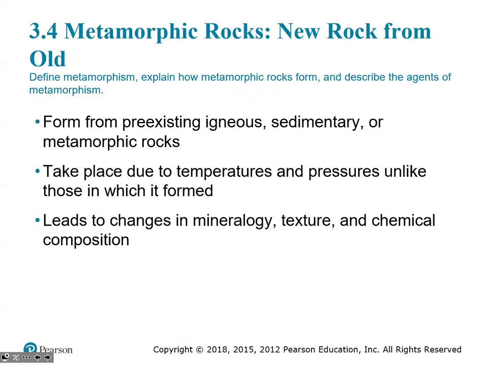So that was sedimentary rocks. Sedimentary rocks are rocks formed from the pieces or the broken down bits of existing rocks. Metamorphic rocks are rocks that are exposed to heat or pressure and are transformed by that. So metamorphic rocks form from pre-existing igneous, sedimentary or metamorphic rocks. This takes place due to temperatures and pressures that are unlike those in which it formed. Because if the temperatures and pressures were like where it formed, you'd just have the same rock. So they get carried somewhere, something changes.